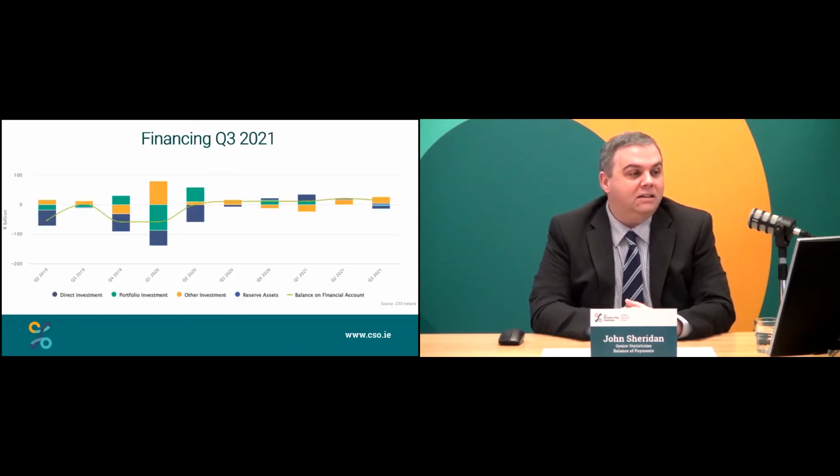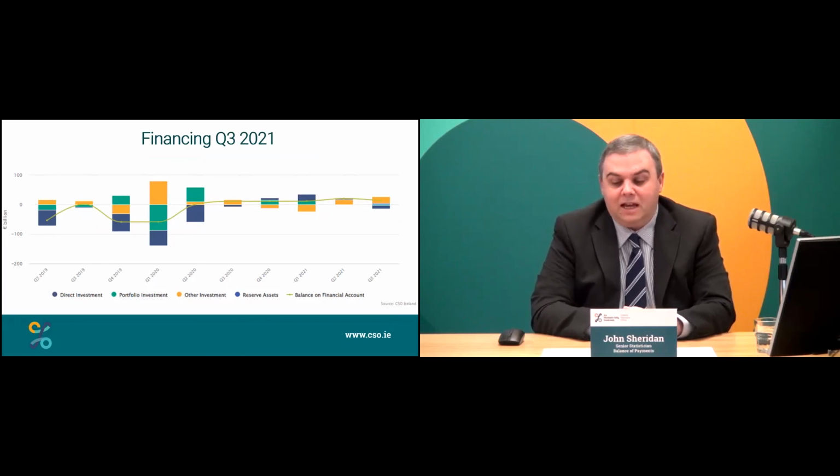Looking at our financing for Q3, again, we can see low levels of net transactions in comparison to previous quarters. Our direct investment abroad has decreased by 13.9 billion, and our direct investment in Ireland has decreased by 2.5 billion, giving us a net decrease of 11.4 billion.